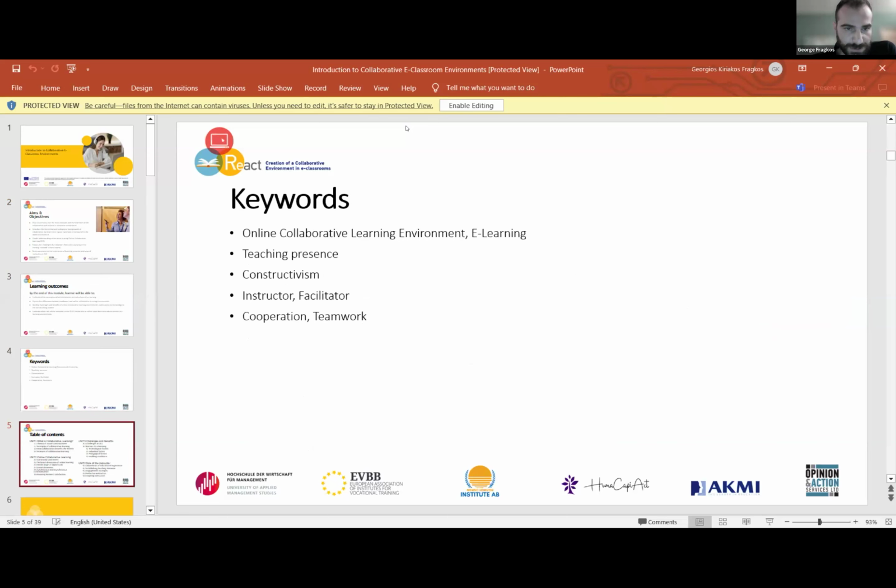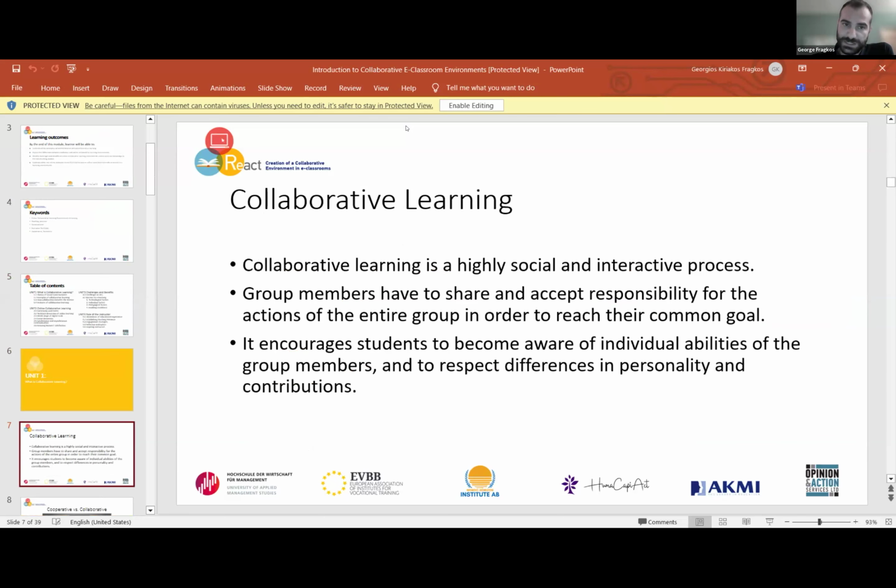So let me pass. These are also the main aspects, as you can see. As we said before, they encourage students to become aware of the individual abilities of group members and respect differences, which is very important. I mentioned that before about responsibility and the feeling of the other. It is very important to respect differences in personality, which creates a more inclusive educational environment.